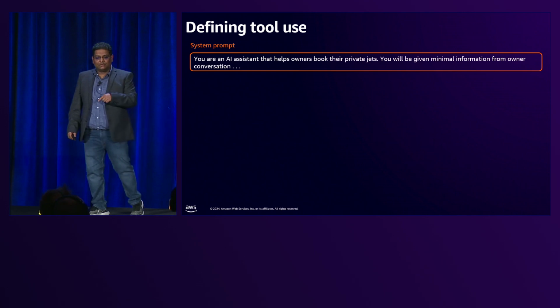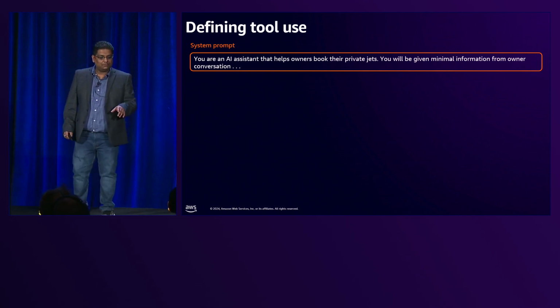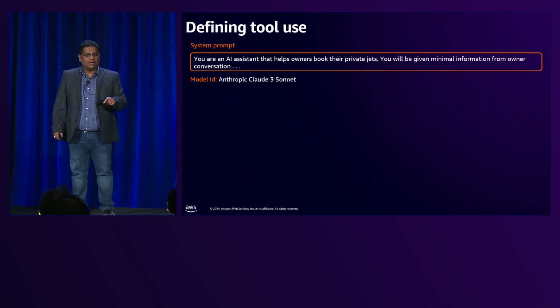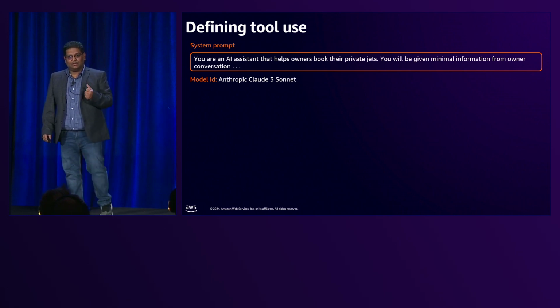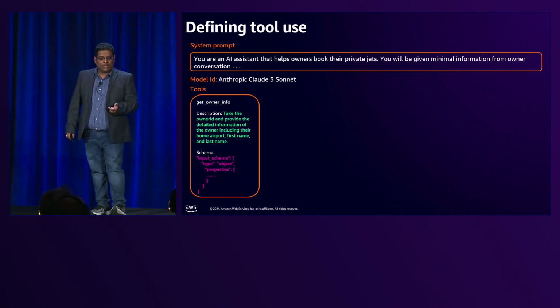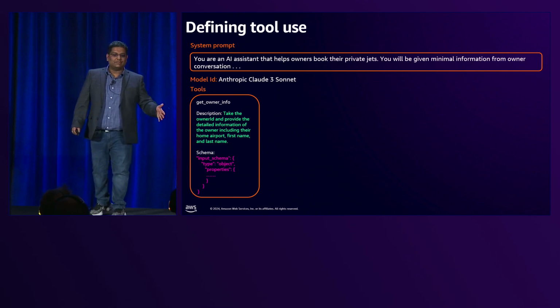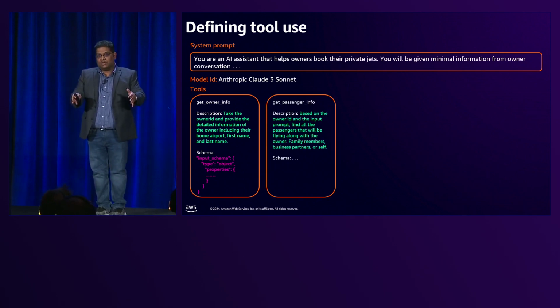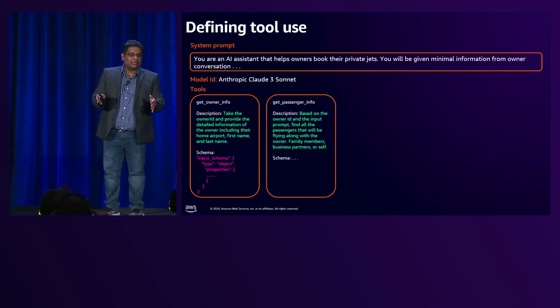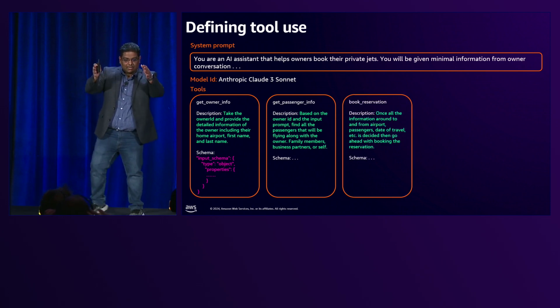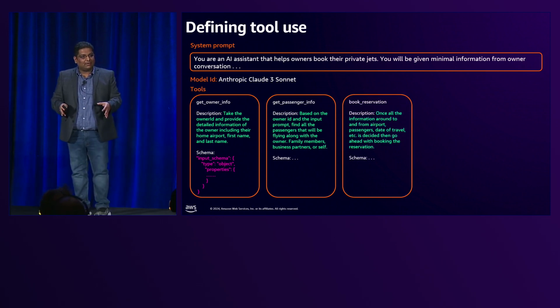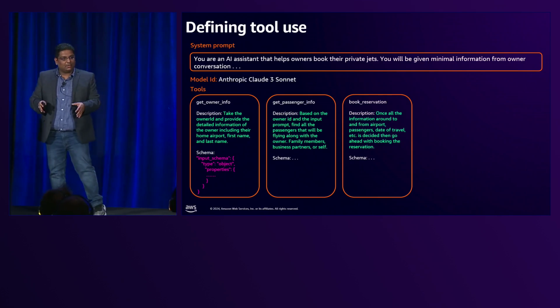But before we jump into the conversation, let's see how you define a tool. With a system prompt, as I mentioned earlier, the model ID that we used in this example will be Sonnet Claude 3. And you define tools like this. You have get owners info. You describe what get owners info does, and you provide a schema. And then you have get passenger information that describes what it does as a tool. You provide a schema. The same with booking reservation.